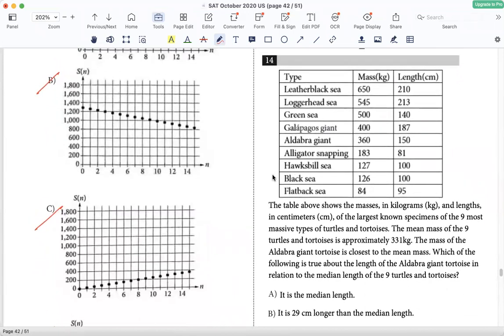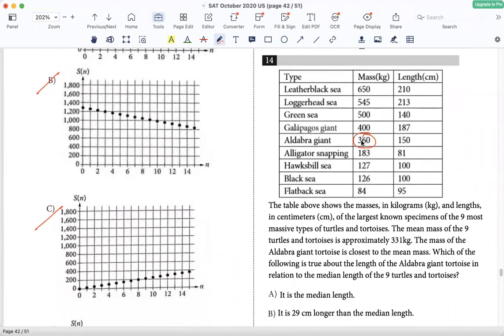The table above shows the masses in kilograms and lengths in centimeters of the largest known specimens of the 9 most massive types of turtles and tortoises. The mean mass of the 9 turtles and tortoises is approximately 331 kg. The mass of the Aldabra giant tortoise is closest to the mean mass, this one.